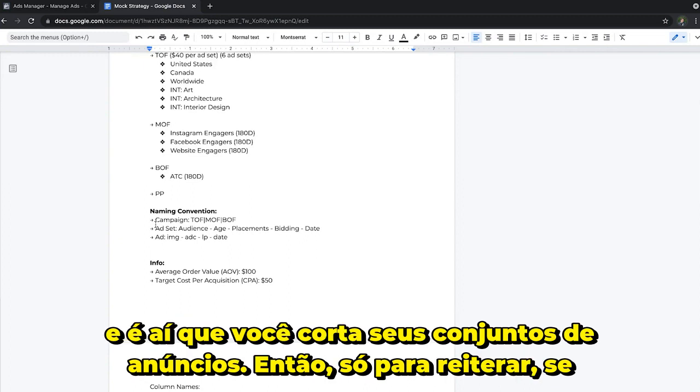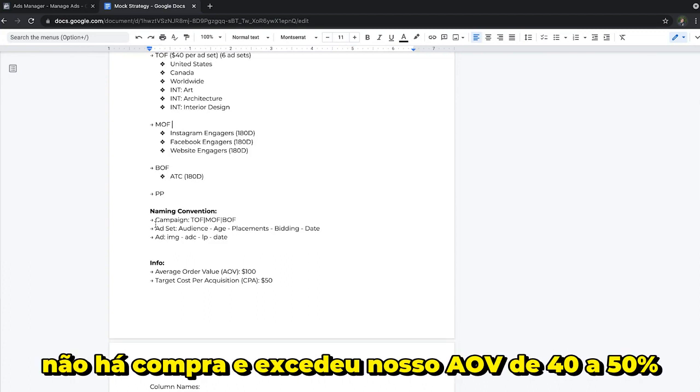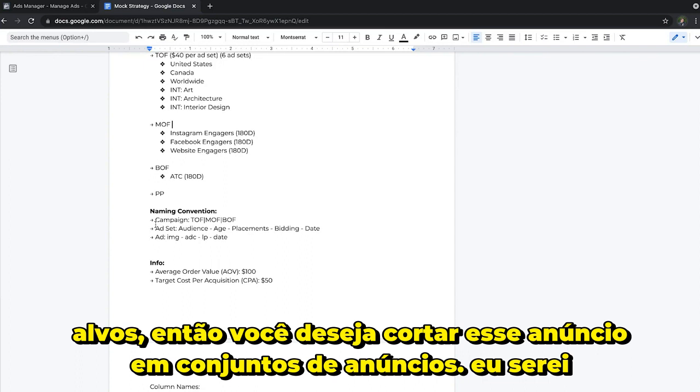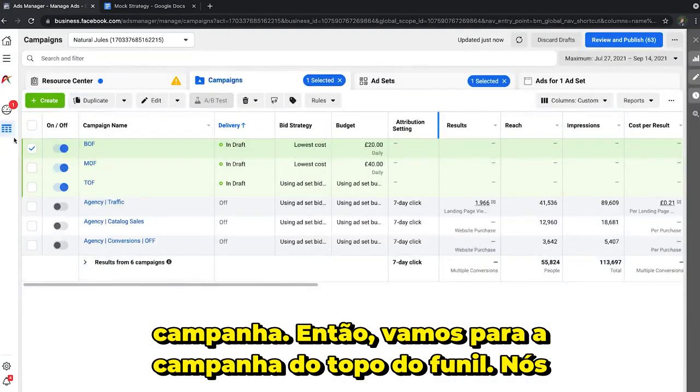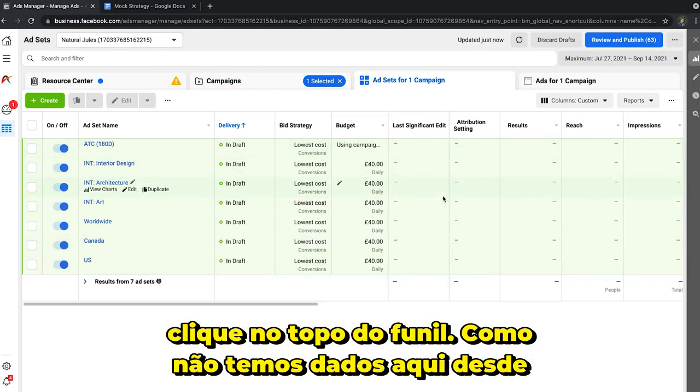So just to reiterate, if there's no purchase and it exceeded our 40 to 50% AOV target, then you want to cut that ad and ad set. I'll be teaching you how to properly cut an ad and an ad set in a campaign. So let's go to the top of funnel campaign. We click on top of funnel.